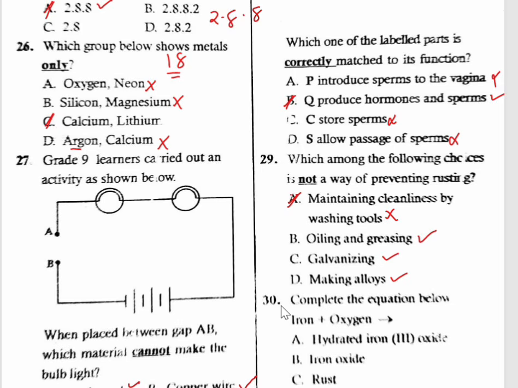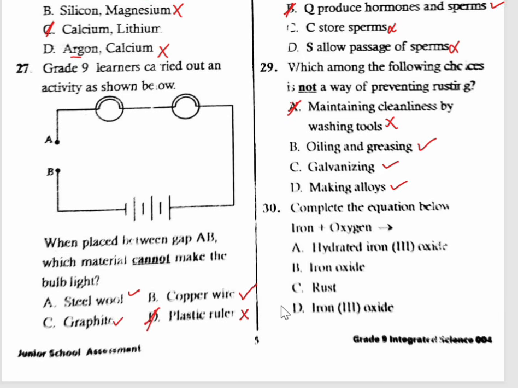Number 30, complete the equation below. Iron plus oxygen, we get what? It does not rust because there is no water. For rust to occur, you need to have those 3 things: iron, oxygen, and water. And therefore, it is not hydrated. Hydrated means water, so there is no water there. So A and C, they are incorrect. So we remain with iron oxide and iron 3 oxide.